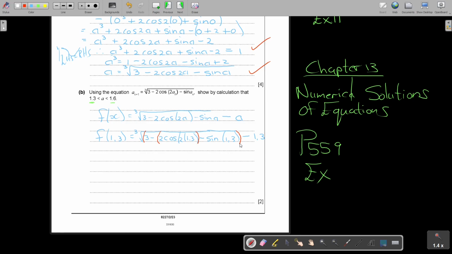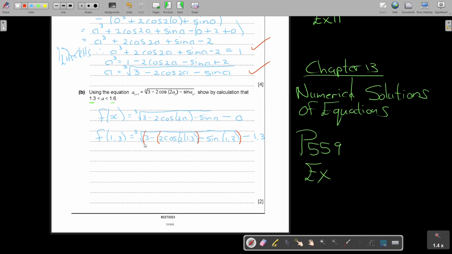I just want to check quickly if my calculator is on radians. Yes, there must be an R. Okay, so I press on my calculator shift, and then I press the x^3 key because then it's the cube root. Then I press an open bracket, then I press 3 minus, and then another open bracket.